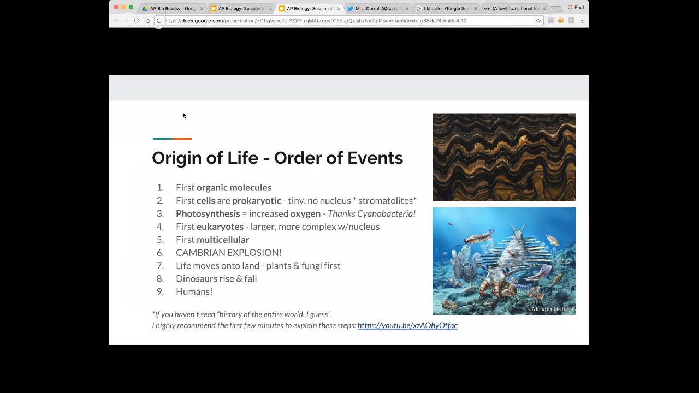You can actually recreate these to an extent in a lab. You can make amino acids pretty quickly, which are the precursors to proteins, just by mixing the right gases with water vapor and some sort of a spark or a reducing environment like a volcano.